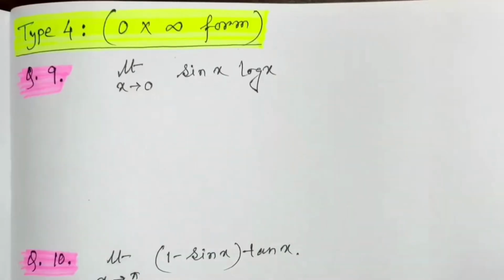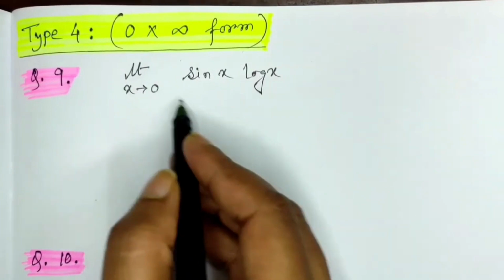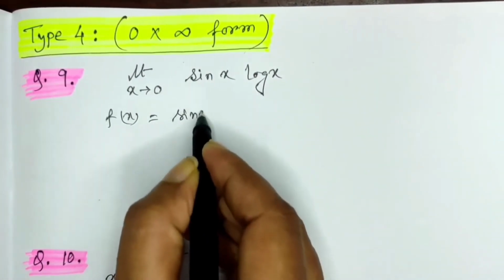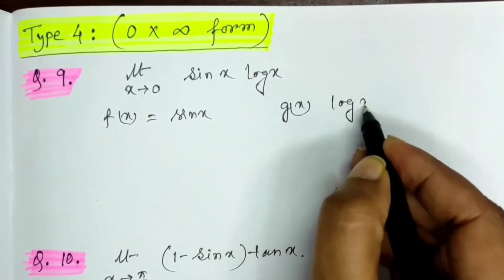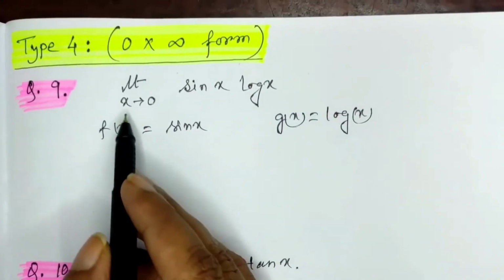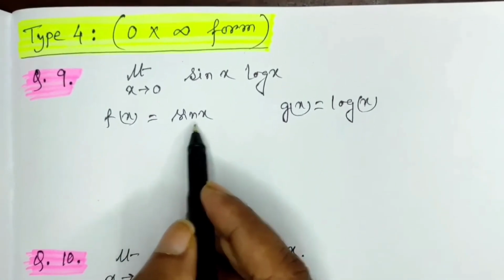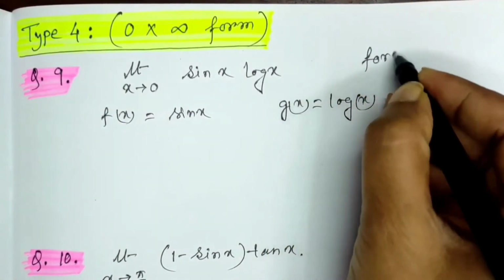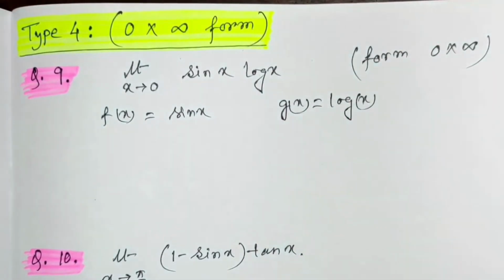Now if your function is in the form sin x log x, just have a look, two functions are again given here. We consider f(x) as sin x, and g(x) as log x, so that if we substitute x tends to 0, then sin 0 is 0, but log 0 is infinity. So it is in the form of 0 into infinity. So this is also an indeterminate form.